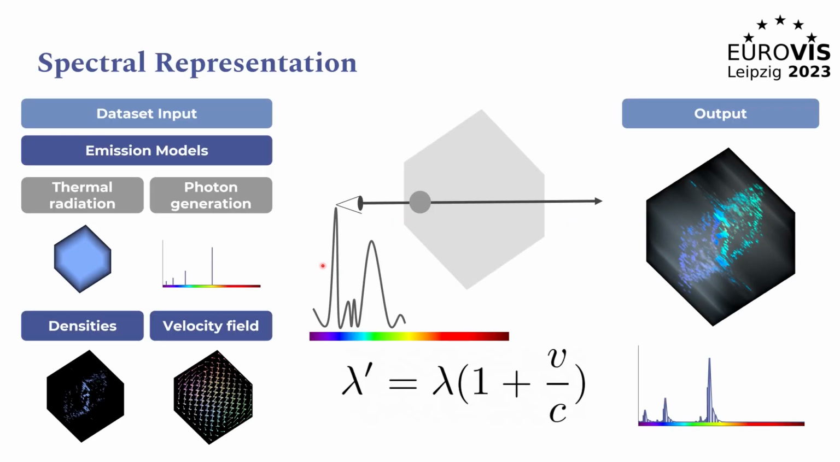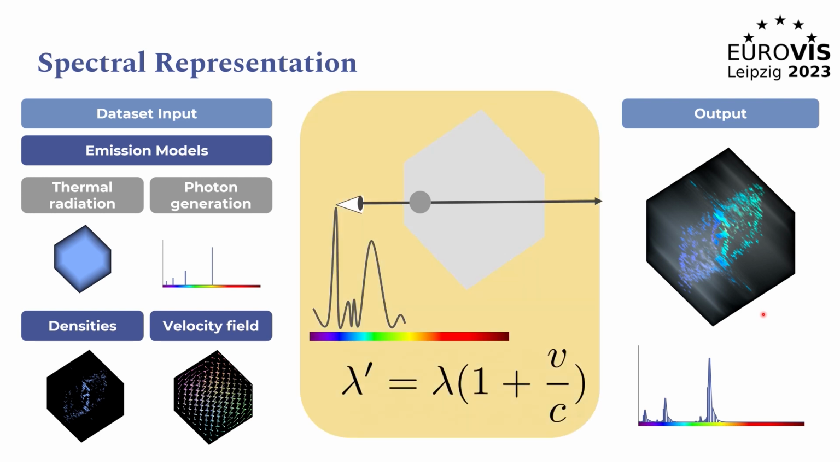Now, we have the emission model that will give us the spectrum, and we have the galaxy density and the velocity field that will be used to calculate the Doppler effect. And we are going to pass all of this into the spectral volume rendering, giving us the final output that we want. It's now time to talk about how this is done and how the spectra is represented.